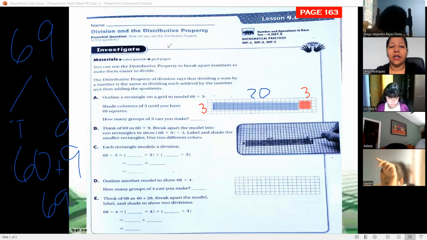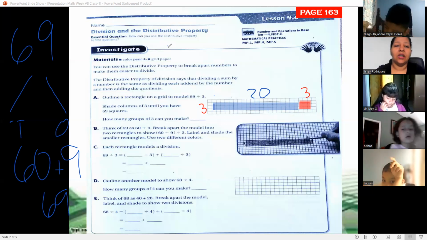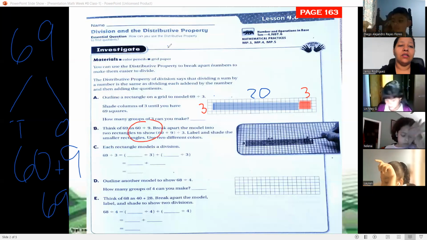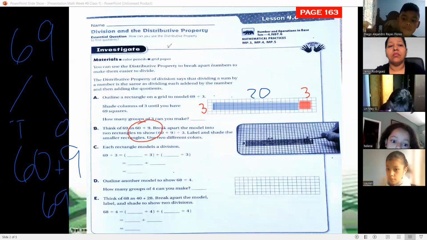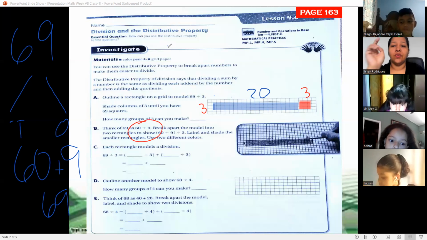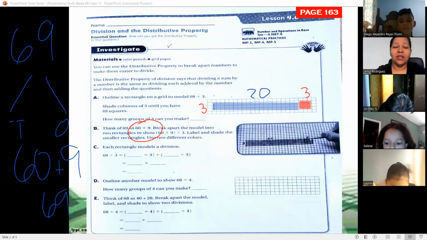Think of the 69 as 60 plus 9. You see, they were giving us here the answer, how to break apart, and the model into 2 rectangles to show 60 plus 9 divided by 3. So we need to label and shade the smaller rectangles. Use 2 different colors. I use 2 different colors. So it means that 69 divided by 3 is that we can divide.